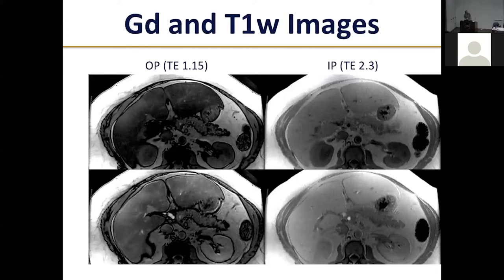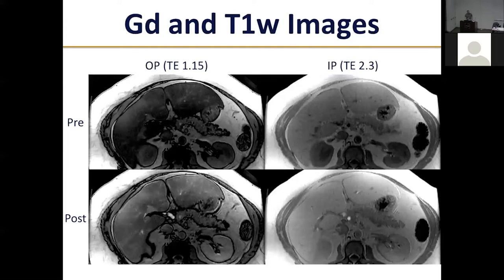Well, you probably can appreciate the fact that the liver got brighter when we gave the contrast, in this image than on this image. You can probably appreciate that the liver is brighter here than here. So if you were going to guess that this is post-contrast, you'd be right. So the image below is post-contrast. The image above is pre-contrast.